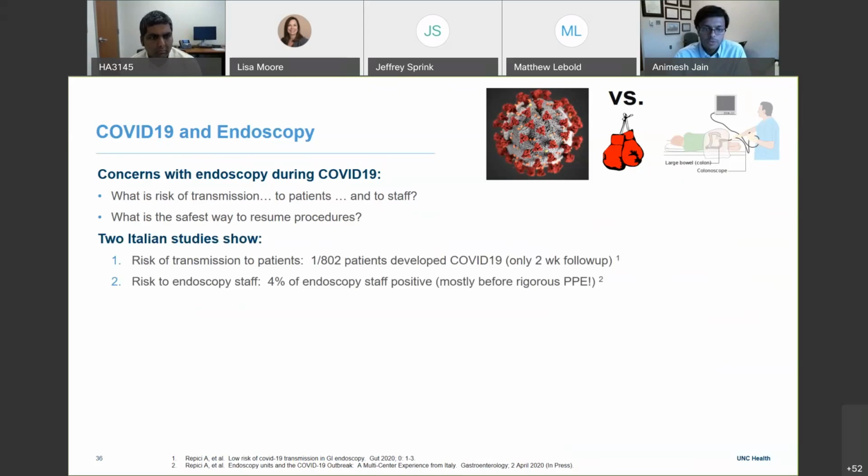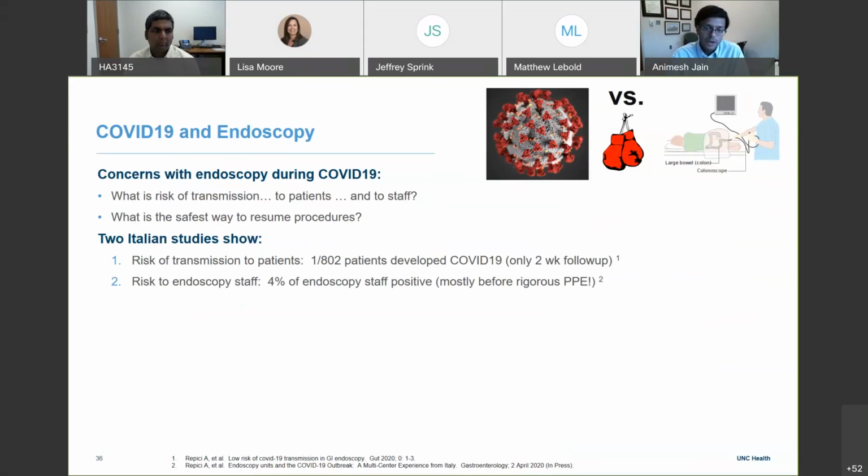The questions in terms of endoscopy with COVID-19: first question is, what is the risk to our patients? Are patients going to come to the endoscopy and get the virus? And the flip side to that is, what is the risk to us as nurses, doctors, and staff? Are the staff going to have high rates of infection?